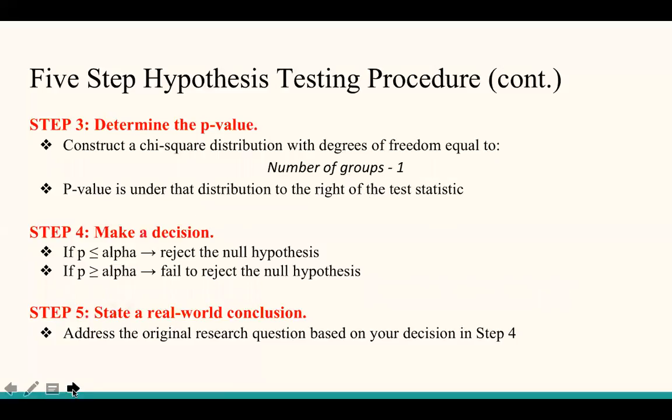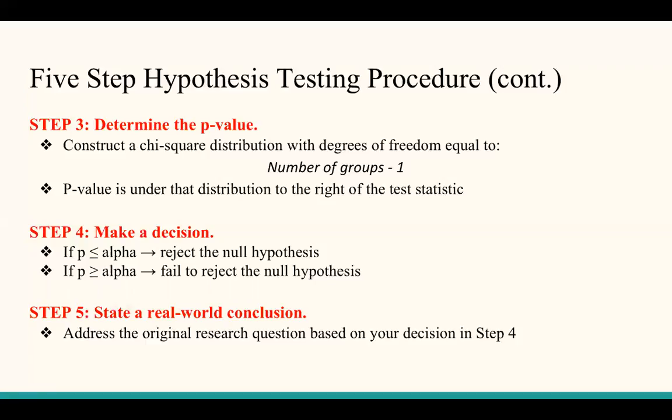Once you calculate the test statistic, it's pretty much the same as we've been doing before. You're going to determine the p-value using a chi-square distribution. Your degrees of freedom here is equal to the number of groups. Make sure you use the number of groups, not the sample size. So the number of groups minus 1, and then the p-value is the area under that distribution to the right of the test statistic. So you're taking a right-tailed test.